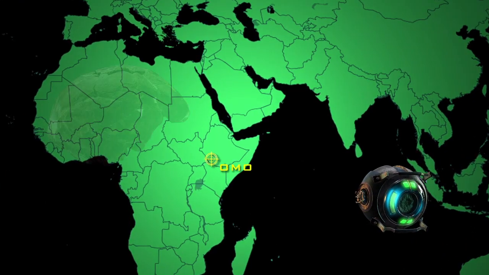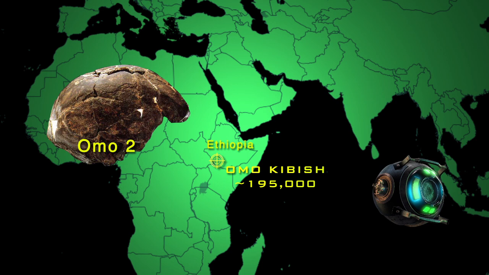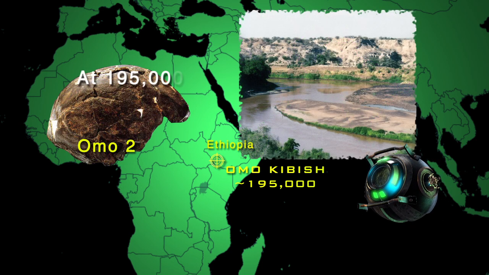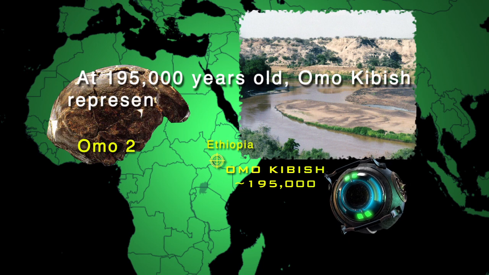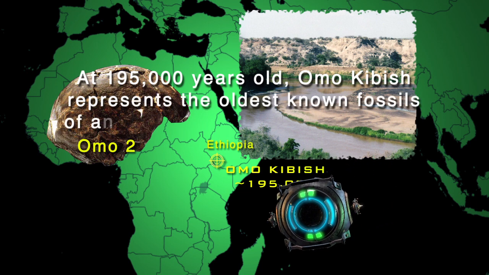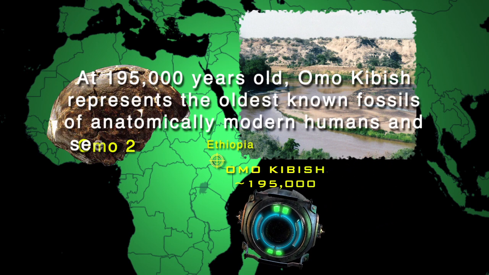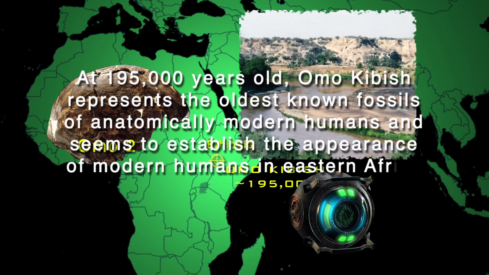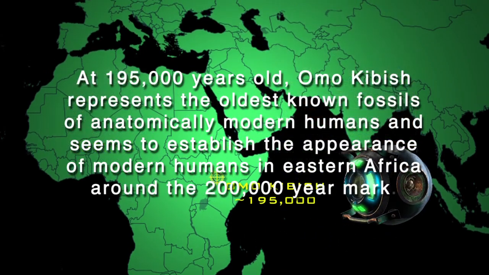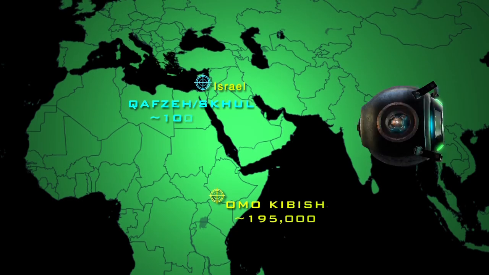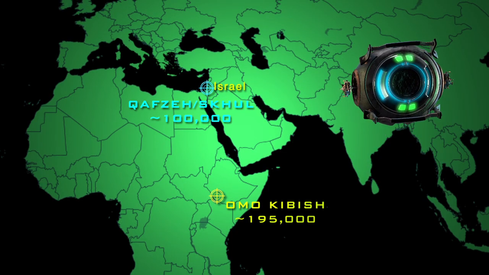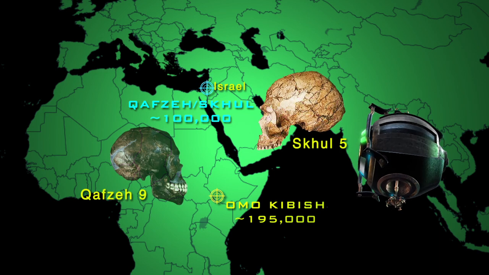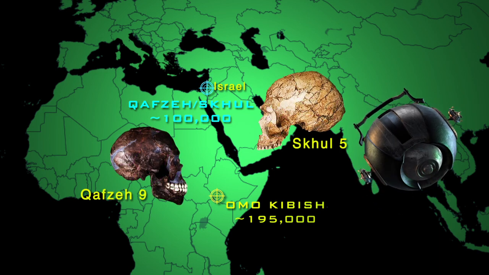We will first note the Omo Kibish site in southwestern Ethiopia, which we mentioned earlier in chapter 14. At 195,000 years old, Omo Kibish represents the oldest known fossils of anatomically modern humans and seems to establish the appearance of modern humans in eastern Africa around the 200,000-year mark. Next, we will note the Qafzeh and Skhul cave sites in Israel dating to roughly 100,000 years in the past. The remains of early modern humans were found at these sites.